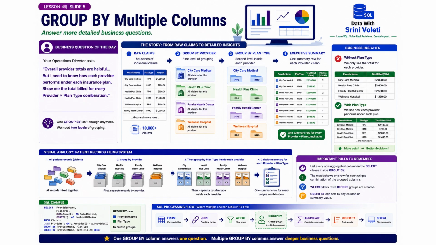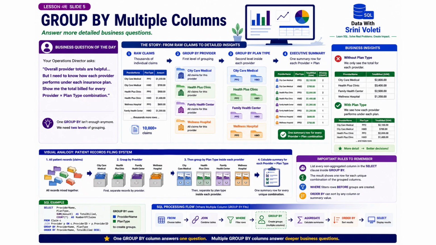At the bottom of the slide, notice our SQL processing flow. The process has not changed. SQL retrieves the data, joins the tables, filters the rows, creates the groups, calculates the summaries, sorts the result, and finally displays the report. The only difference now is that group by is working with multiple columns instead of just one. I would like you to remember one simple idea from this slide.